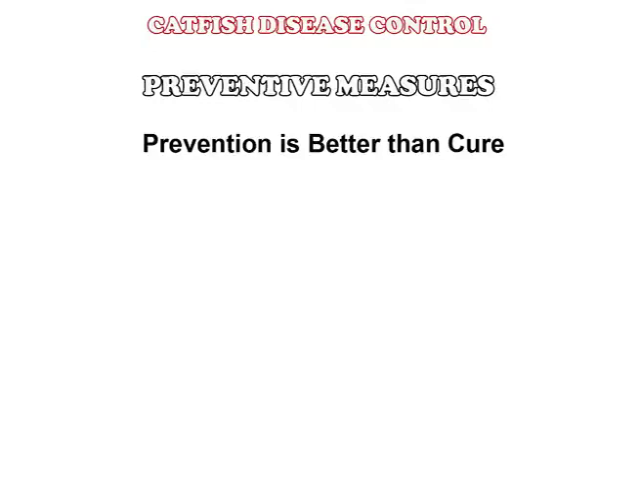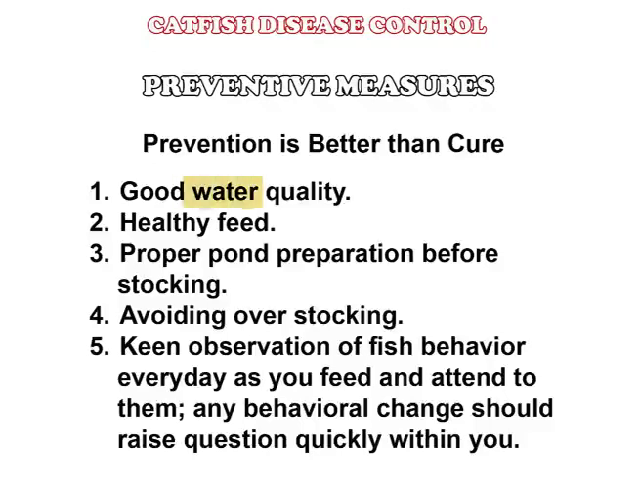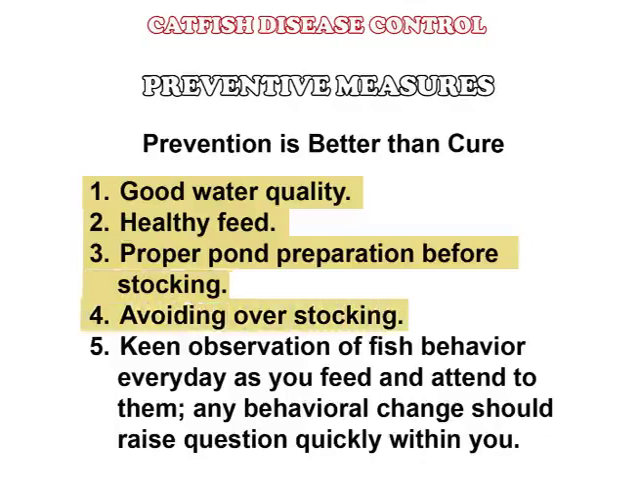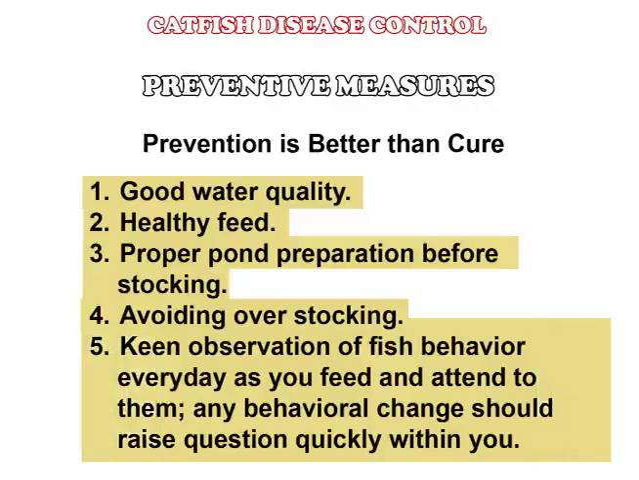Mortality in catfish can be avoided or controlled to the barest minimum if some conditions are already met. 1. Good water quality. 2. Healthy feed. 3. Proper pond preparation before stocking. 4. Avoiding overstocking. And 5. Keen observation of fish behavior every day as you feed and attend to them. Any behavioral change should raise questions quickly within you.